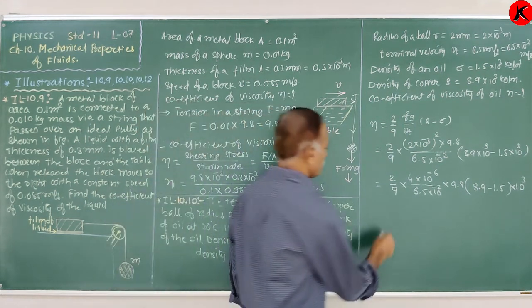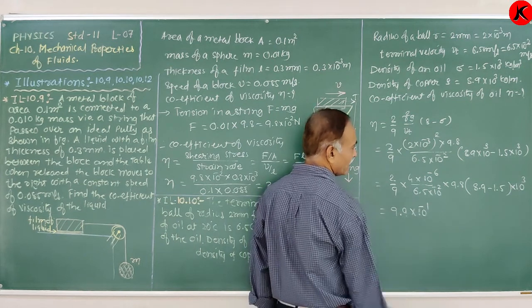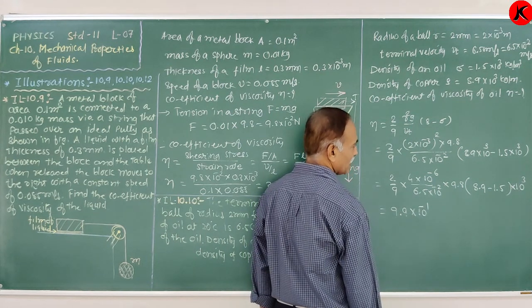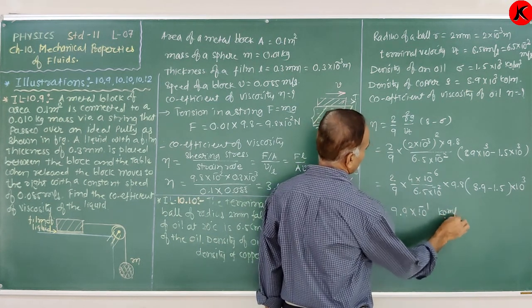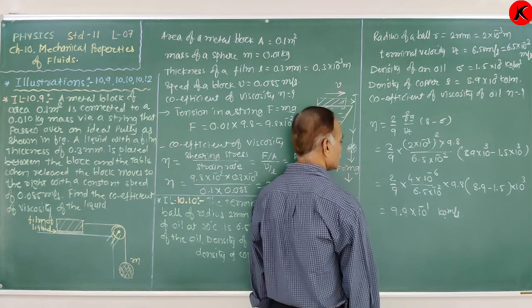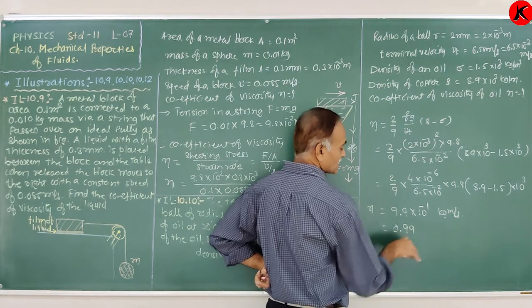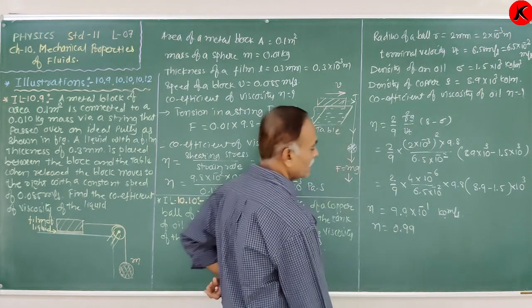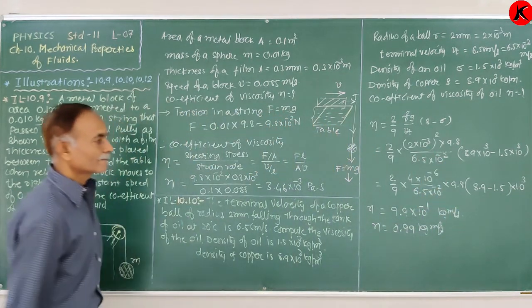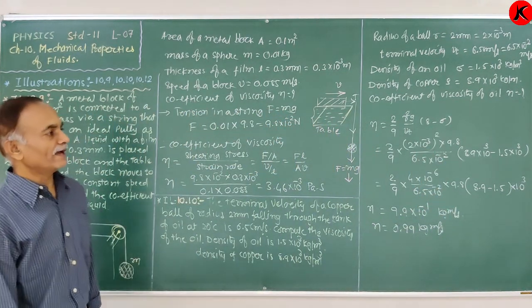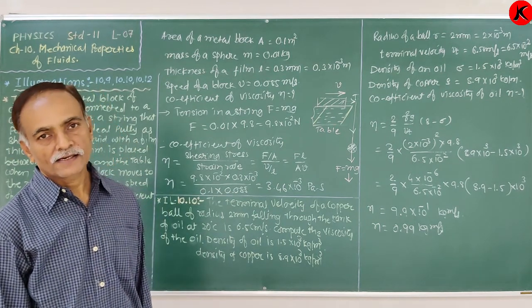So as we simplify, we obtain the final answer as 9.9 into 10 to the power minus 1 kg per meter per second. Right? That is the kg per meter per second, or the Pascal second. And therefore 0.99 is the coefficient of viscosity of the oil. That is the kg per meter per second. So in this numerical, we only have to apply the equation and the data are given. Clear? Okay.